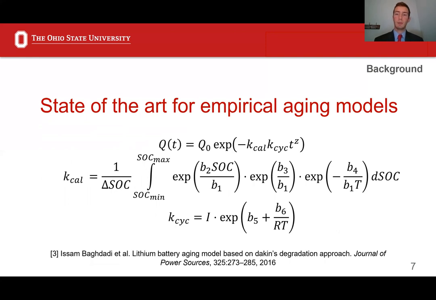Here's one of the main empirical aging models that are used today. And you can see that this is a capacity fade model, which captures the effects of both calendar and cycling aging. And this model does generally give good results. However, one of the main drawbacks of this model is also immediately clear, and that is that it's both complex to understand and complex to calibrate. Just looking at calendar aging, we can see that this includes an exponential inside of an integral inside of another exponential. So understanding what is happening here is complicated and calibration is complicated.